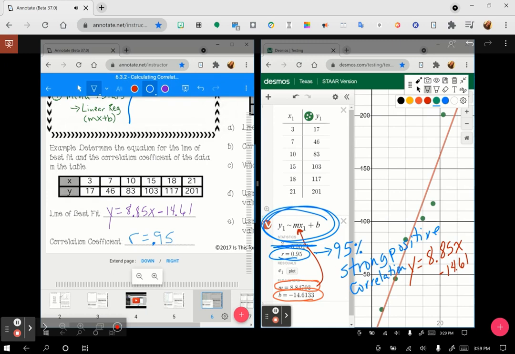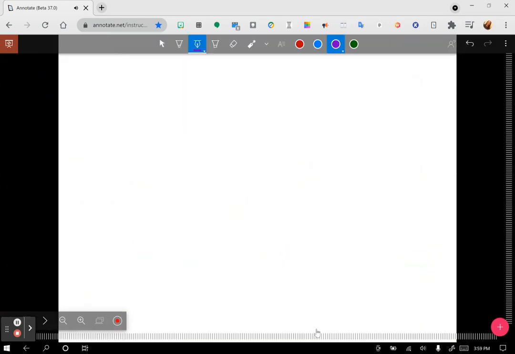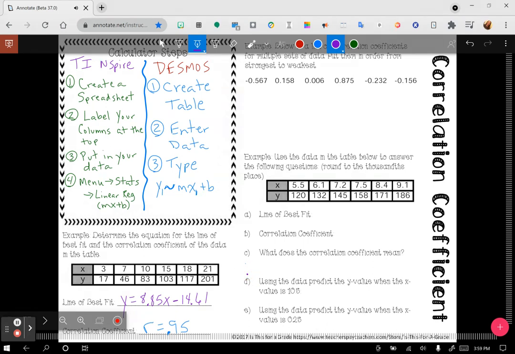Okay, so that's how you would do that. So now here's the steps in Desmos. Create a table, enter the data, and then type y with the little squiggle, m, so y1, because that's what your table's automatically going to have, the little squiggle, m, x1 plus b.